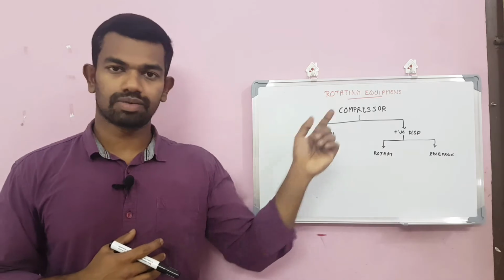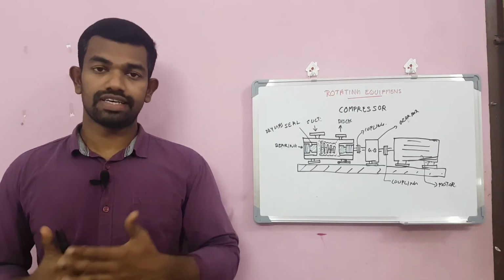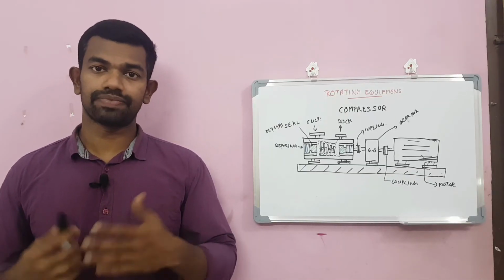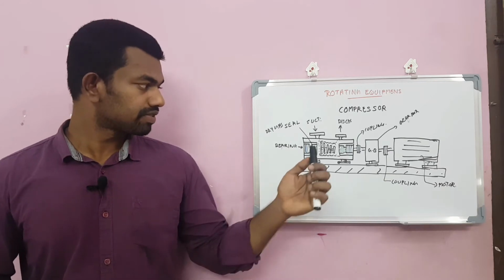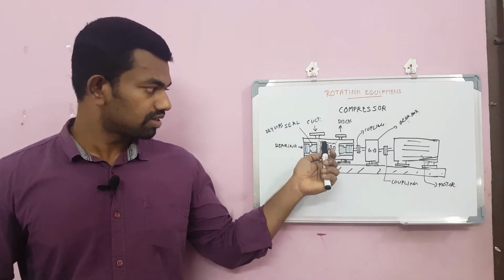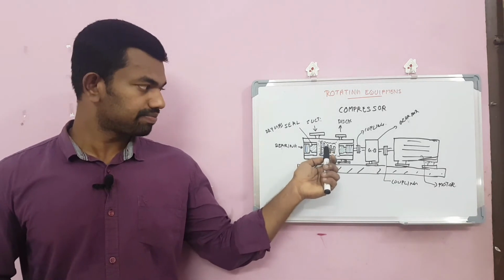These are the compressors. Okay, now we can see what the contents of a centrifugal compressor are. First of all, these are the impellers.